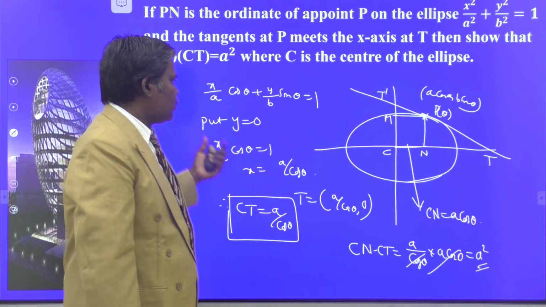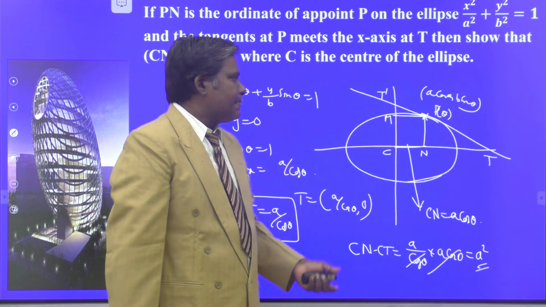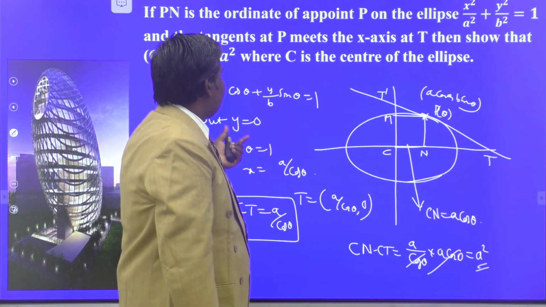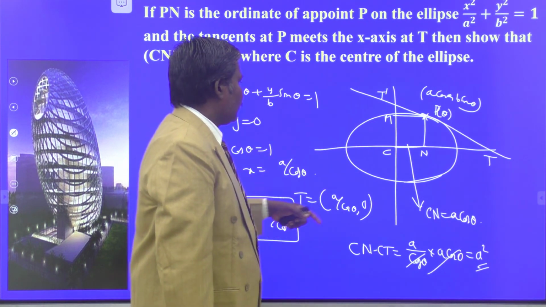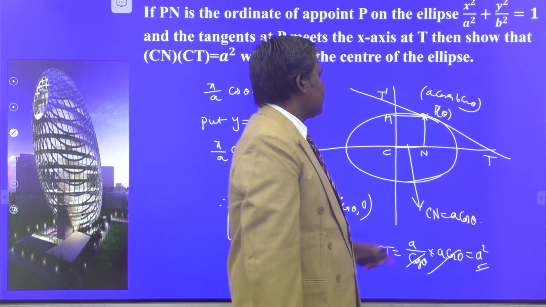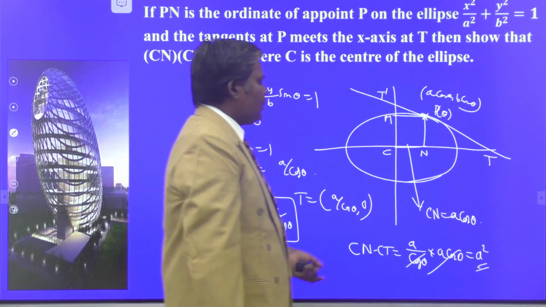So, just by writing the equation of tangent at parametric point theta and writing that equation into the intercept form, or you may solve with the x-axis and y-axis, you get the coordinates T and T dash, and you can easily find the distances Cn and Ct. We can multiply them, and you get the value a square.